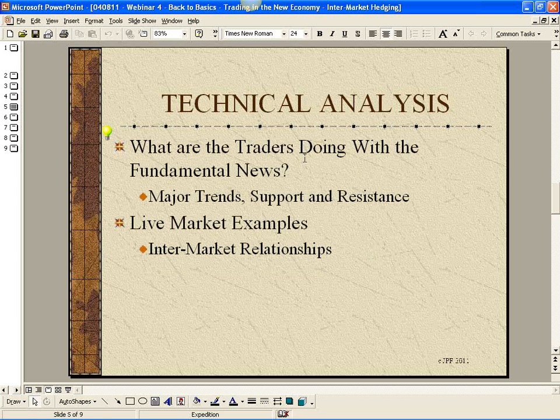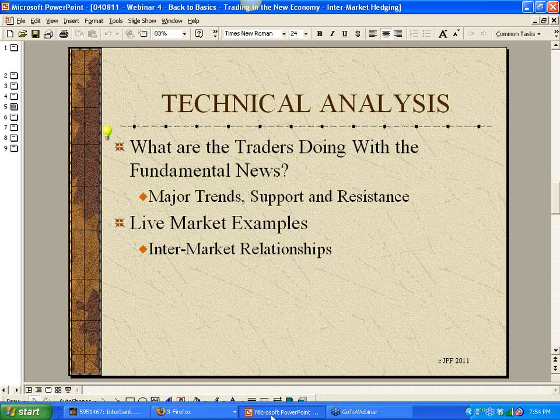Technical analysis. What are the traders doing with this fundamental news? Let's look at some major trends, support and resistance, and then we'll move slowly into the intermarket relationships that we touch on all the time.